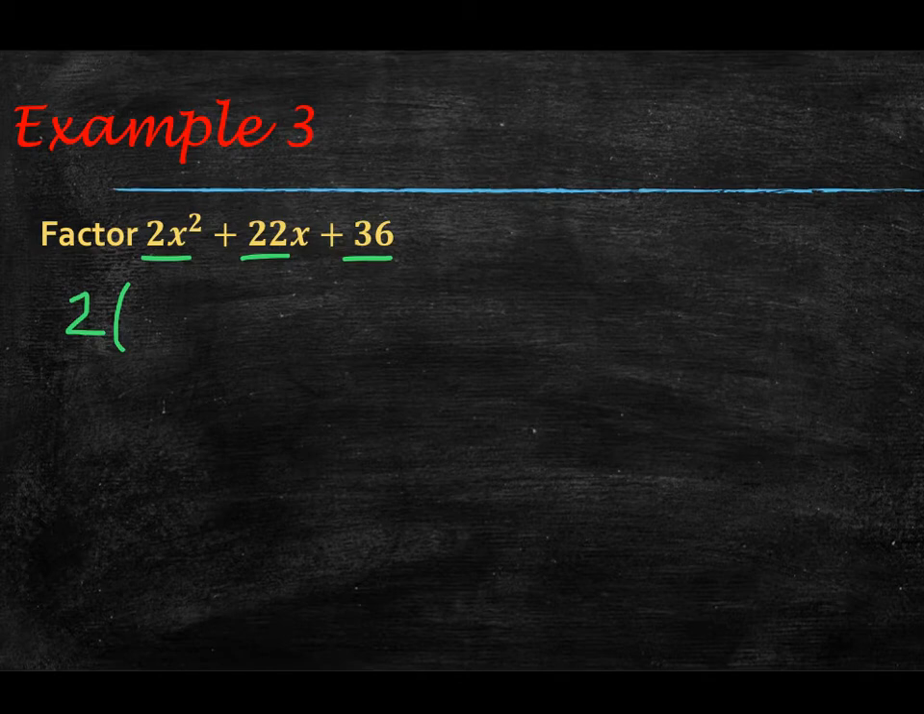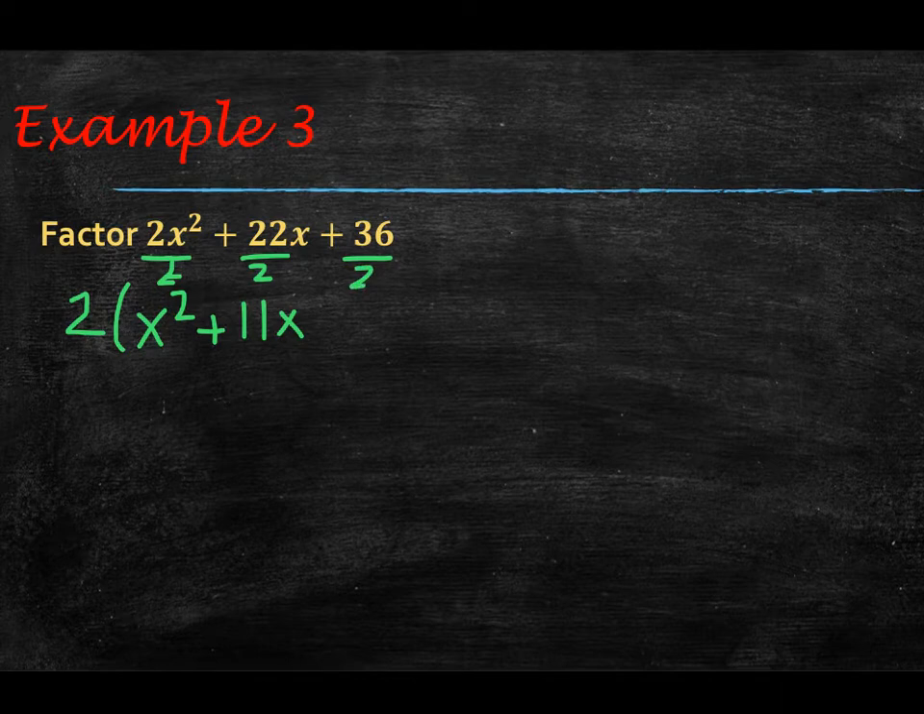So when I divide that first term by a 2, I'm going to have x squared left over. When I divide 22x by 2, I'll have plus 11x. And then when I divide 36 by 2, I'll be left with plus 18.